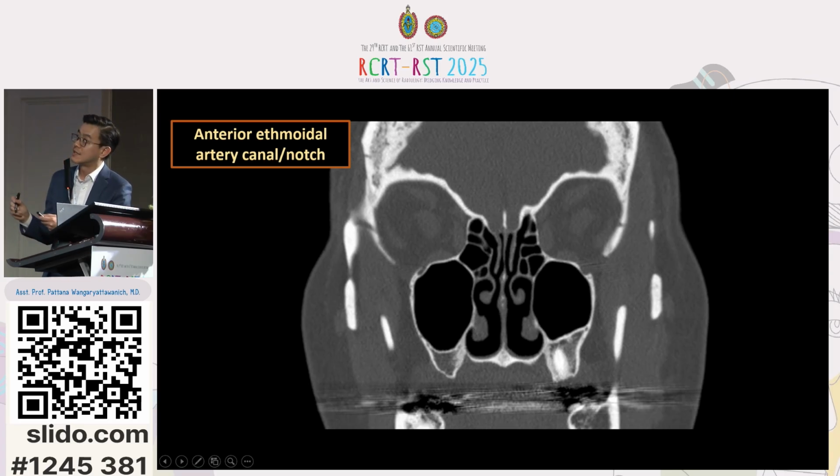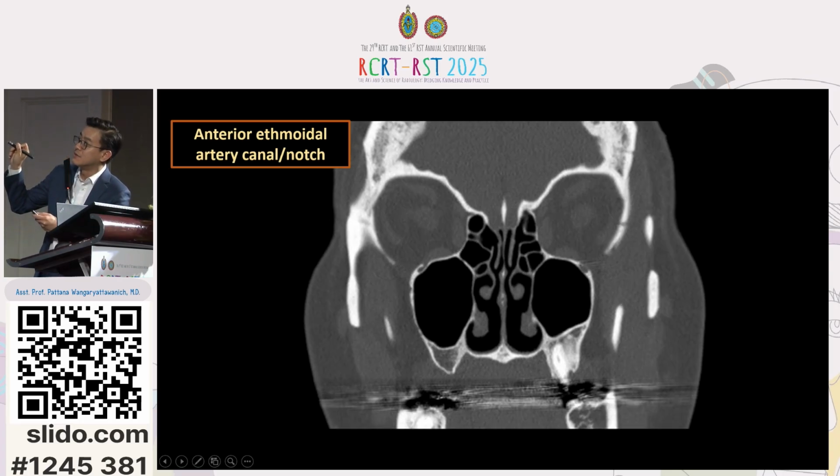When you slice on the coronal plane, you will see a tiny triangular shaped notch at the junction between the lamina papyracea and the orbital roof. So that's where you will find the anterior ethmoidal notch. This anterior ethmoidal notch is related to one of the anatomical variations of the sinus. So look at the right side. You will see that the ethmoid sinus on the right side just stops right at the level of the anterior ethmoidal notch, right?